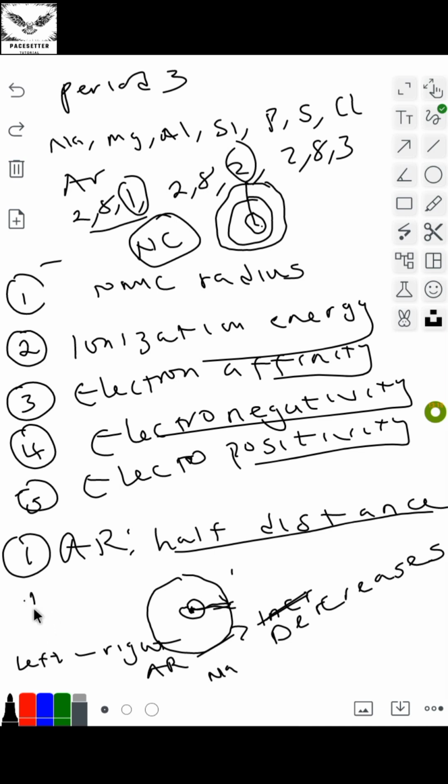I am sure that's very clear, because if we take the group 1 elements, you have lithium, sodium, and potassium. Lithium will have 2 shells, sodium will have 3, so the distance is increasing. And then by the time you go to potassium, the distance is increased even more. So this is very important for you to note.